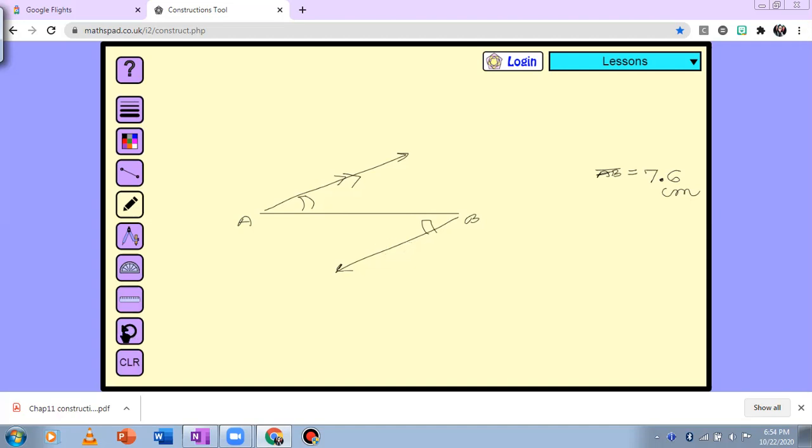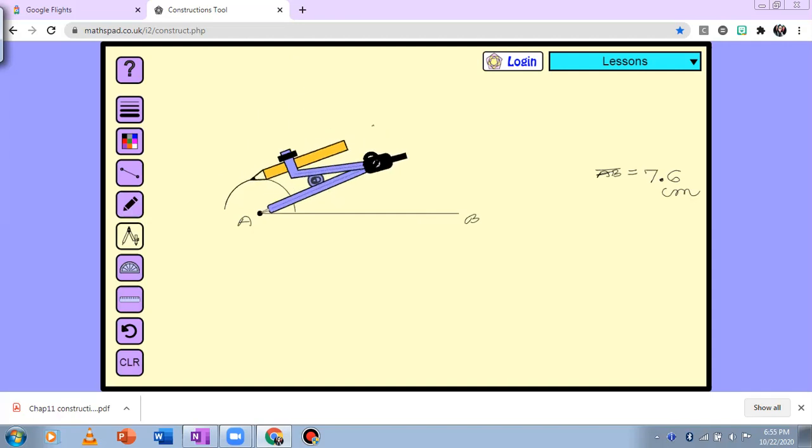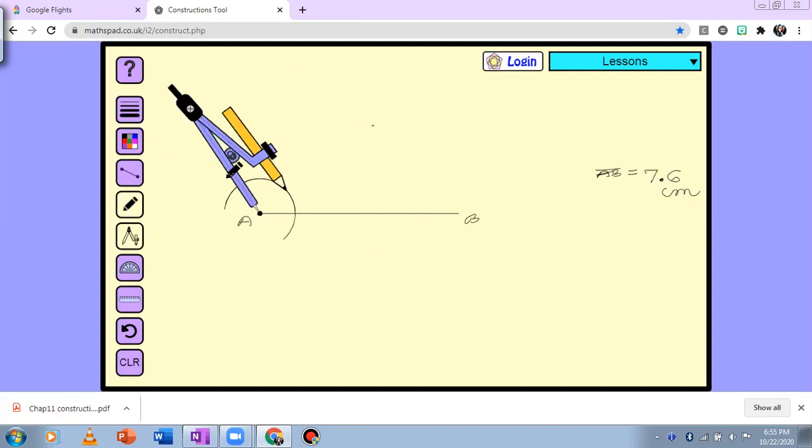To do that, you can either use your protractor or you can construct it using compasses. Right now I'm using a pair of compasses to construct a pair of equal angles. You choose a fixed radius, and from the endpoint A, you draw a semicircle, and then the point where the semicircle touches... I have not drawn that properly. Let's just draw it again. Okay, so this is what I have.